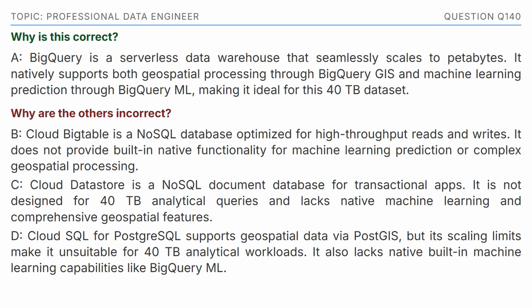B. Cloud Bigtable is a NoSQL database optimized for high-throughput reads and writes. It does not provide built-in native functionality for machine learning prediction or complex geospatial processing. C. Cloud Datastore is a NoSQL document database for transactional apps. It is not designed for 40 terabytes analytical queries and lacks native machine learning and comprehensive geospatial features.